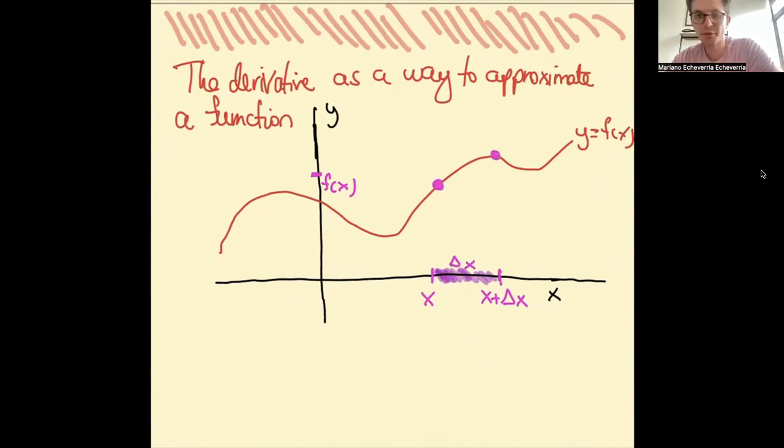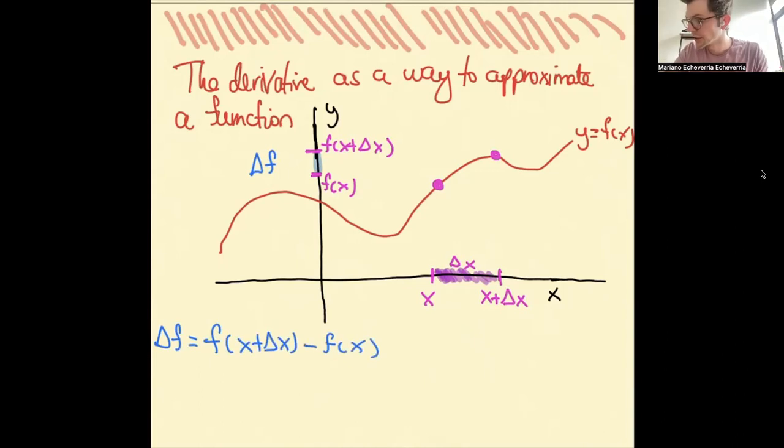That's a corresponding point on the graph above this x plus delta x. That gives you a value here, which is f of x plus delta x. And so there's a corresponding difference in the values, which is what we were calling delta f. So delta f in this case is just f of x plus delta x minus f of x, because that's just the length of this interval that you see here.